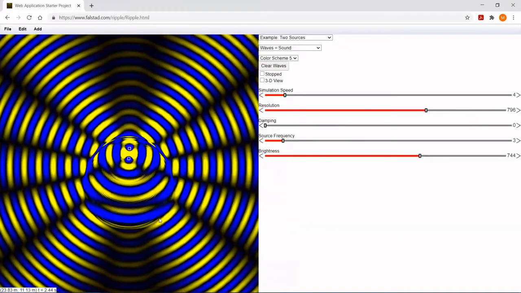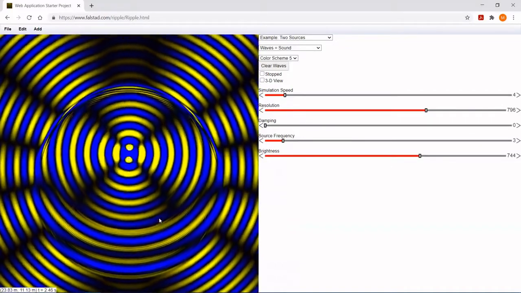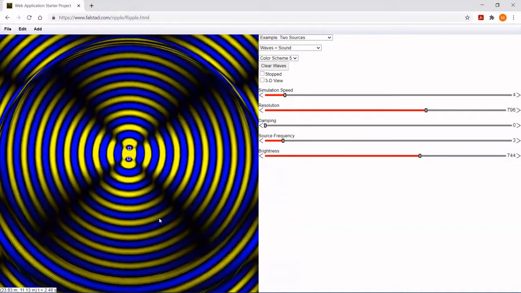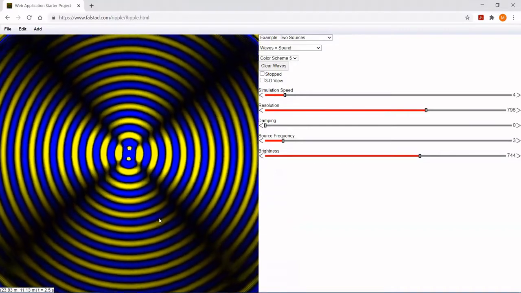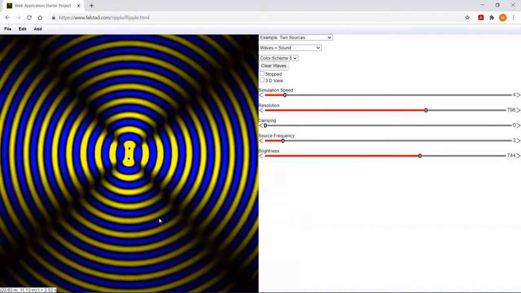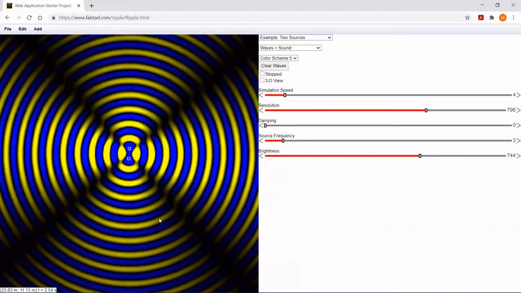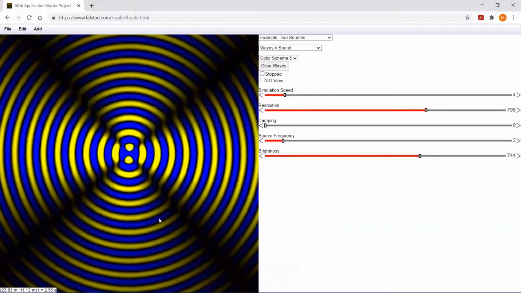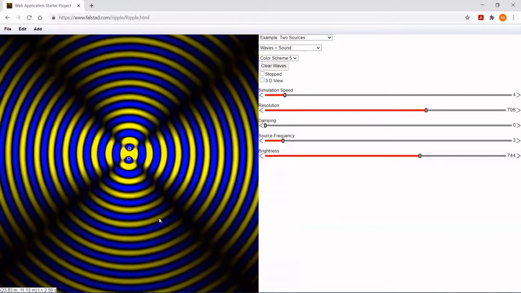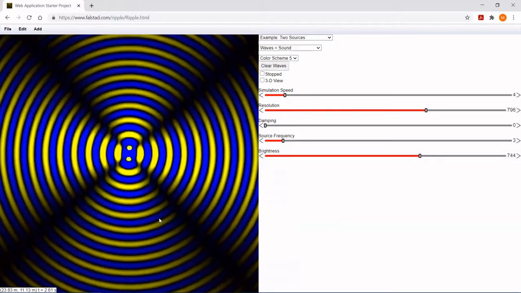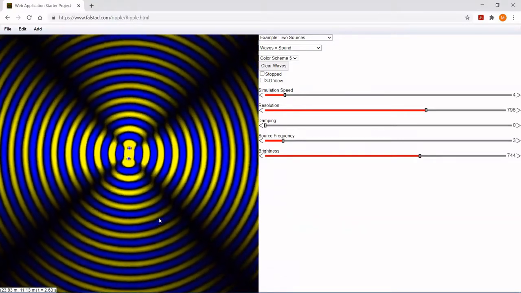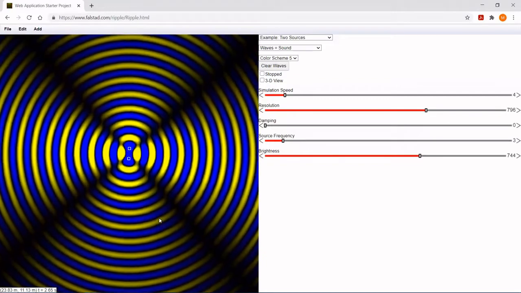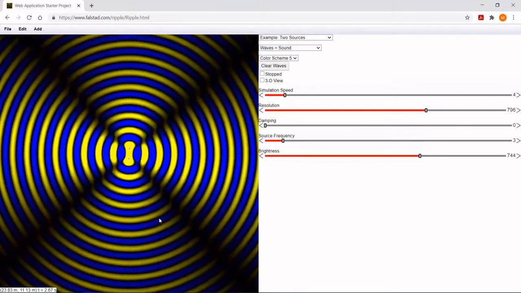Okay, so now the sources are closer together. Okay, the nodal lines definitely spread out. And that's a little counterintuitive. That might be the opposite of what you'd expect. Maybe the easiest guess would be greater separation of the sources would mean greater separation of the nodal lines, but the opposite occurs.